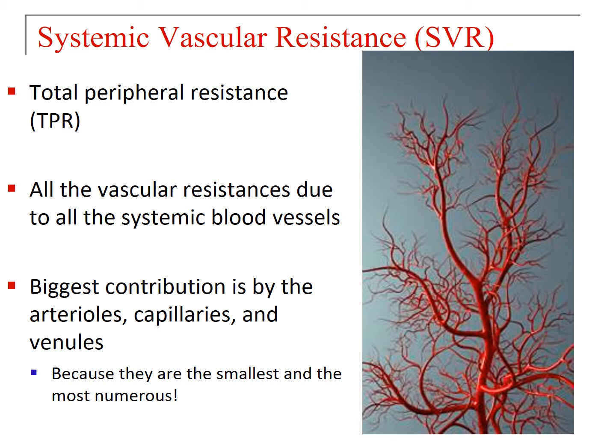The biggest contributor to total peripheral resistance is arterioles, capillaries, and venules, and the reason why is because they're the smallest and also because they're the most numerous. We'll see how their size affects resistance in just a moment.